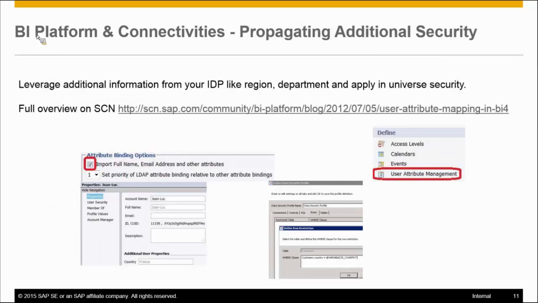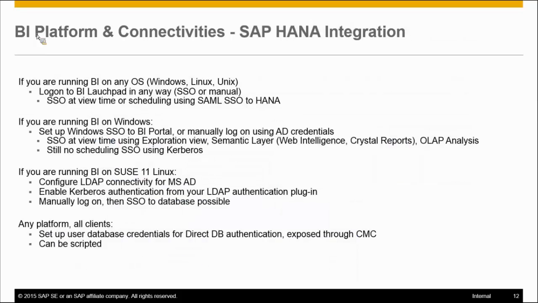For additional security information, we provide a link on SNC regarding role restriction and user attribute management. So this is part of the BI management console where you can set this up. And this applies to universal security. So if you want to be more specific in the security model you want to apply, you can achieve it within the management portal of the BI platform.